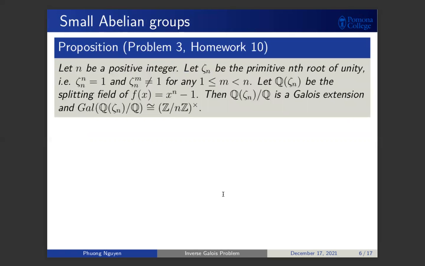So I think this proposition may be helpful. Let's review it a little bit. This is a proposition that we have proven in problem 3, homework 10. Let n be a positive integer. Let zeta_n be the primitive nth root of unity, i.e. zeta_n to the power of n is 1 and zeta_n to the m is not 1 for any integer m that is bigger than or equal to 1 and smaller than n. Let Q(zeta_n) be the splitting field of the polynomial f(x) equals x^n minus 1. Then Q(zeta_n) over Q is a Galois extension, and the Galois group is isomorphic to the units of Z/nZ, or (Z/nZ)^×.